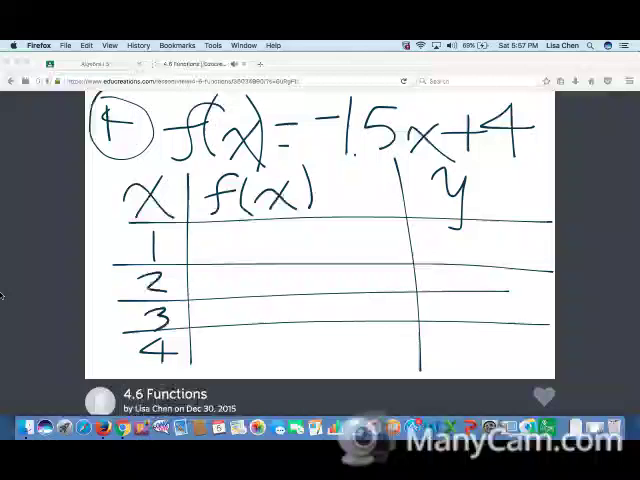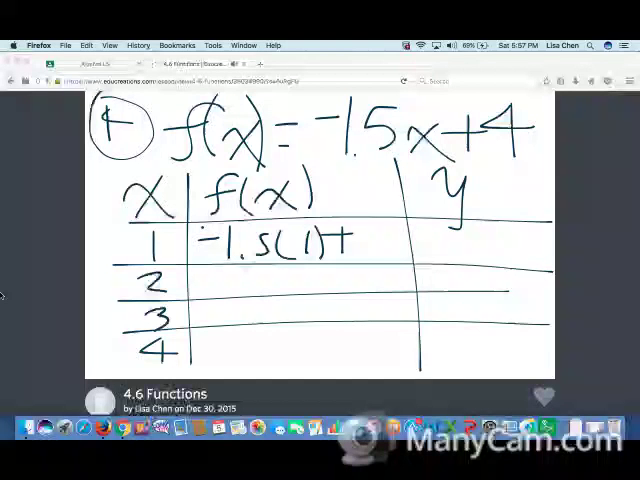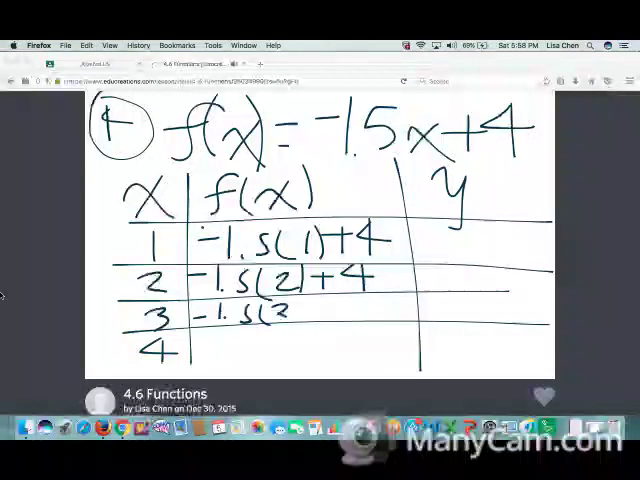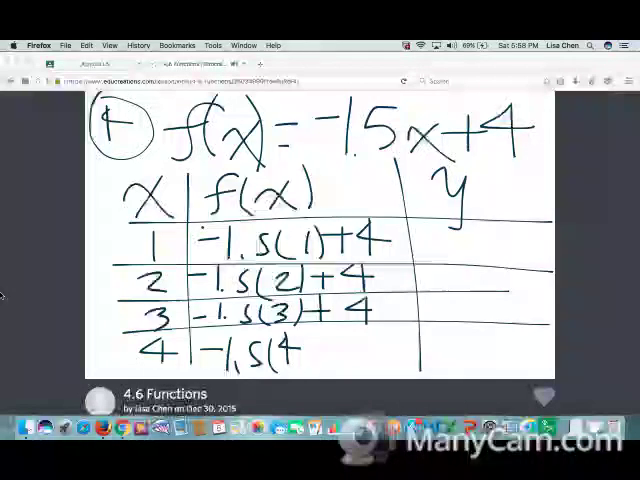So you do, like we did in the other example, for every x you see, you plug in 1. So it's going to be -1.5 times 1 plus 4, -1.5 times 2 plus 4, and -1.5 times 3 plus 4. And why don't you try the last one? Remember, for every x we see, we're going to plug in 4, plus 4. So then we get 2.5, 1, and then you can calculate the rest on your own.